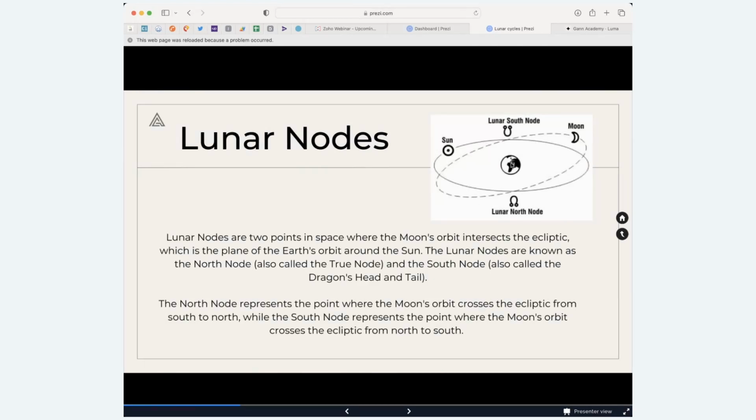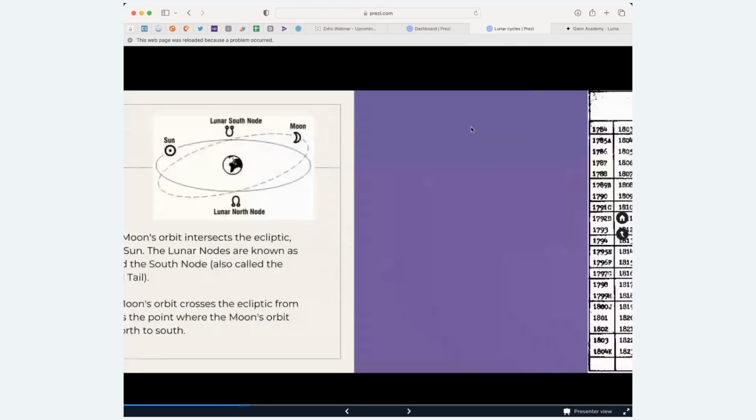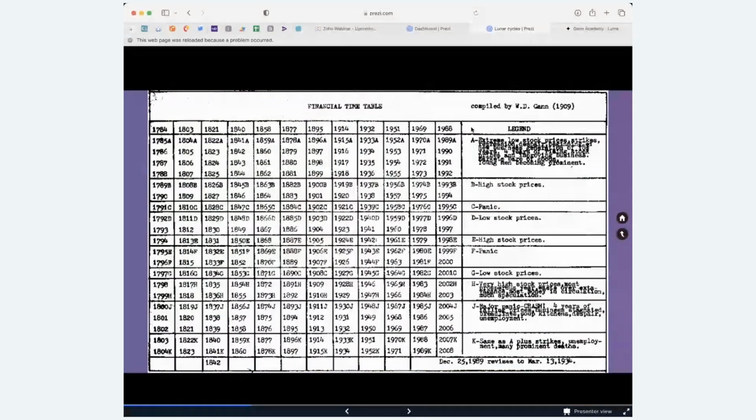Now these nodes are basically mathematical points in space, and they become very important points because they tend to have a lot of influence on how the world behaves. So Gann in his books has this famous table which is called the financial timetable. Now this timetable was compiled by him in 1909.